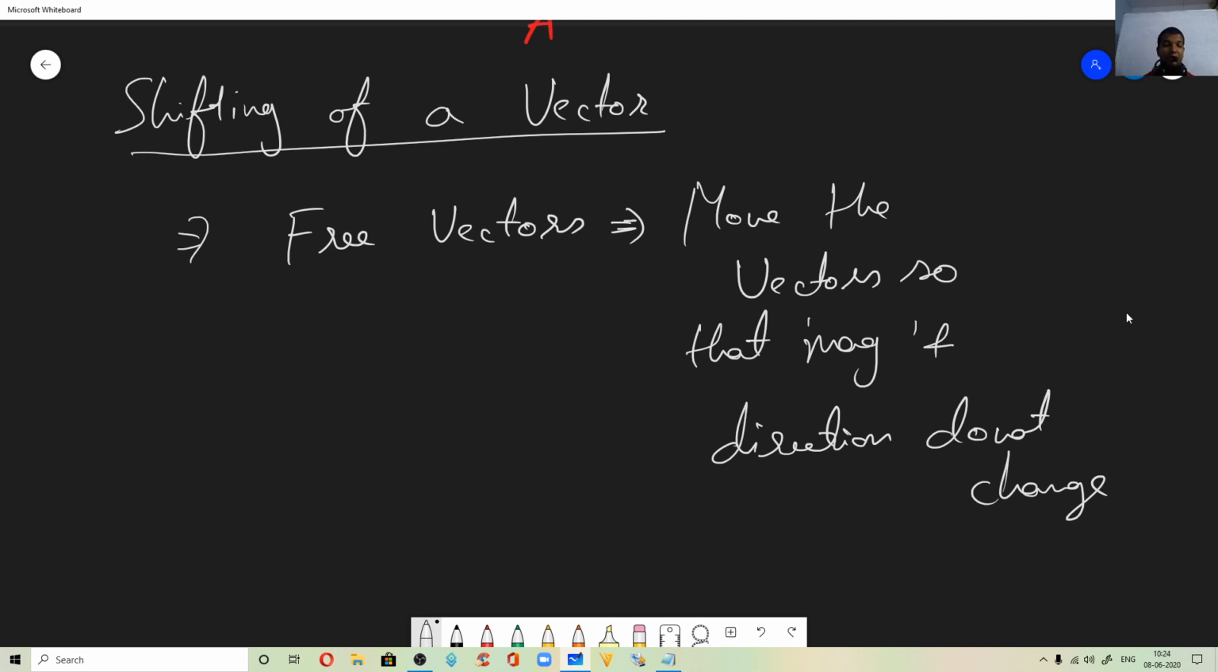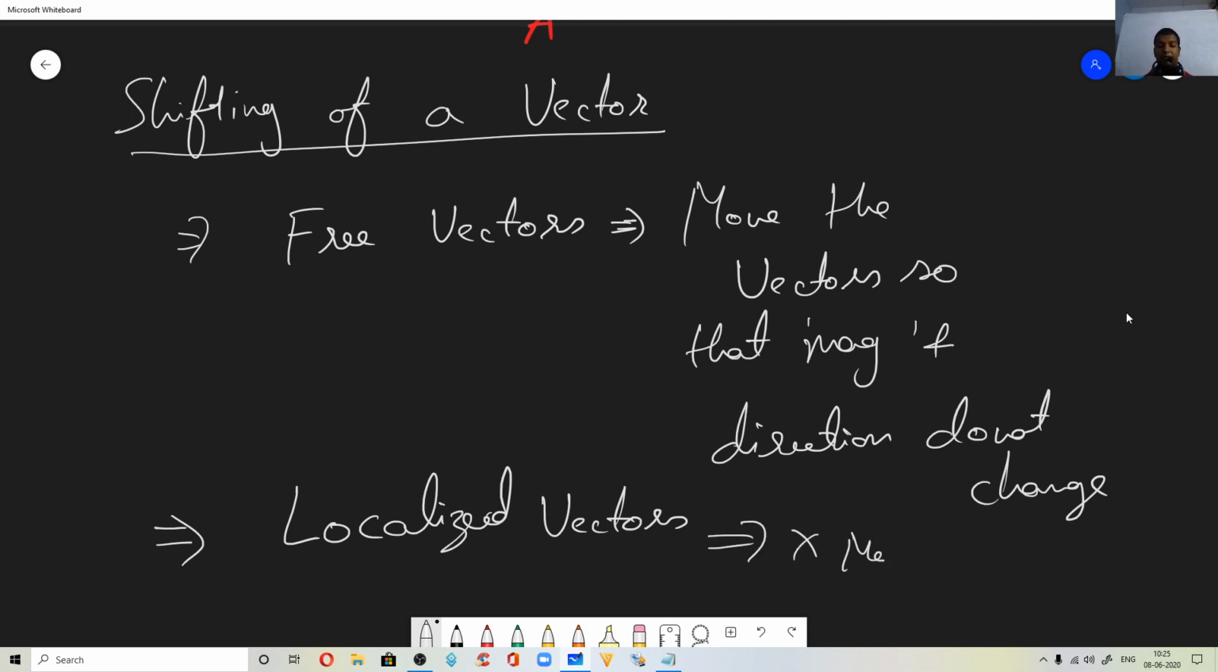Now when it comes to the vectors that are not free vectors, there is a class of vectors that we call localized vectors. These vectors you cannot shift. What are localized vectors? When we deal with that particular chapter, we'll let you know. These vectors we cannot move, because moving altogether gives a different sense.